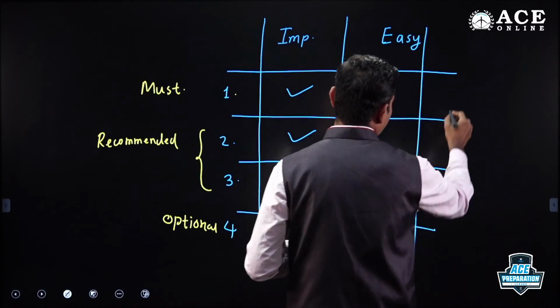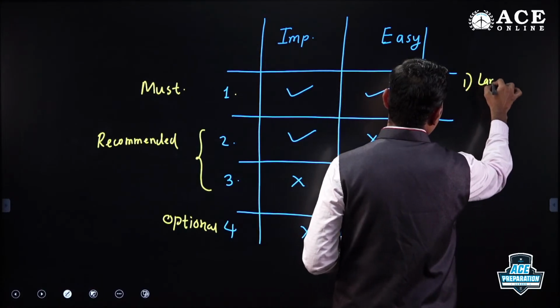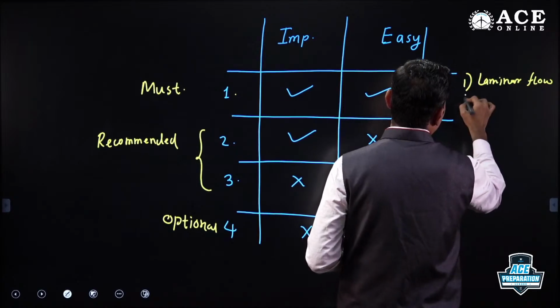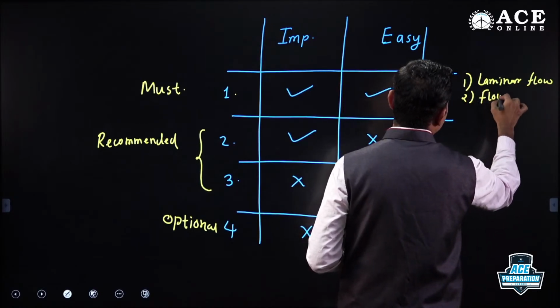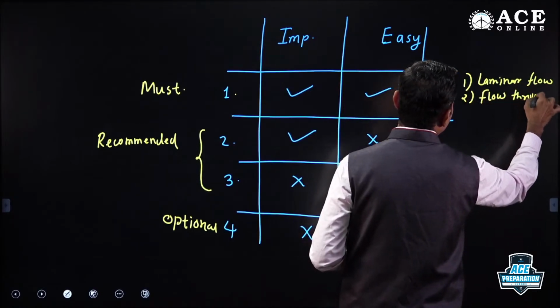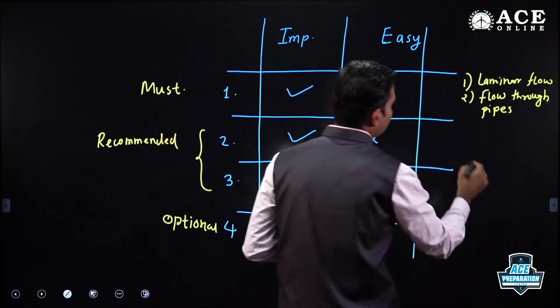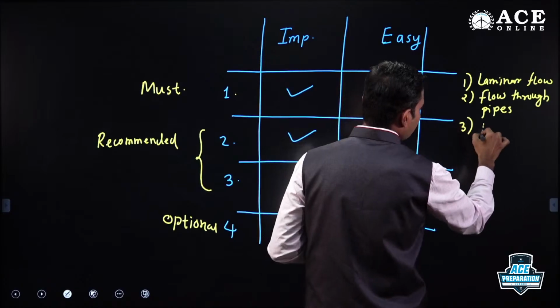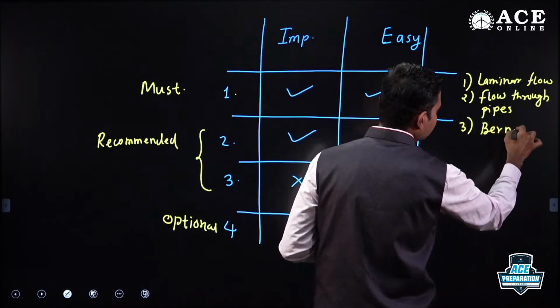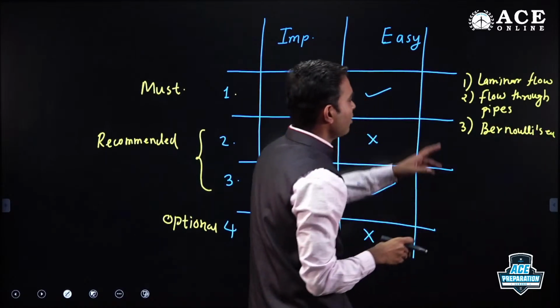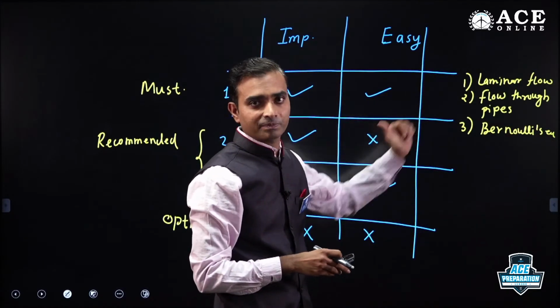So in the first category: laminar flow, flow through pipes, Bernoulli's equation. These three topics fall into the first category.